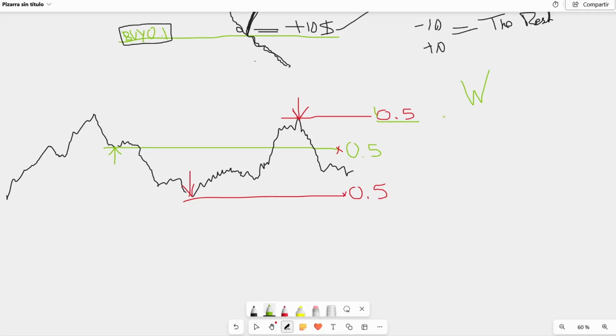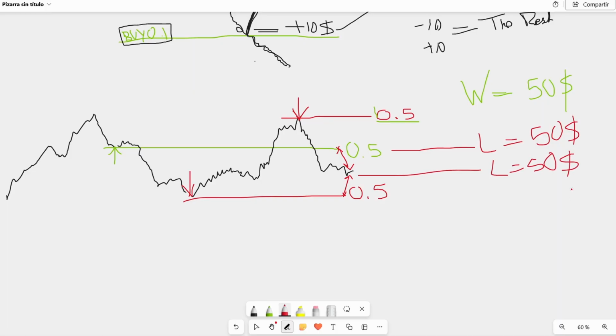This winning trade is making, let's suppose, $50, whatever. This is just an example. And this is a losing trade, and this is a losing trade. And this trade is losing, let's suppose, $50. And this is, of course, losing the same $50, right?